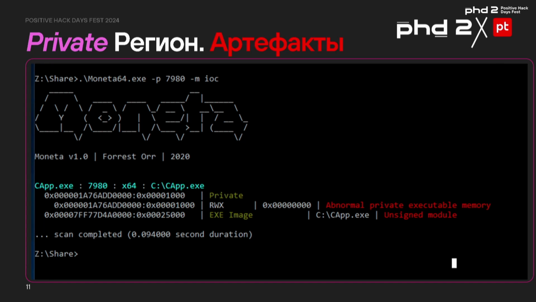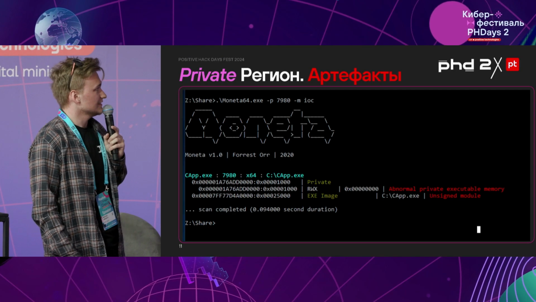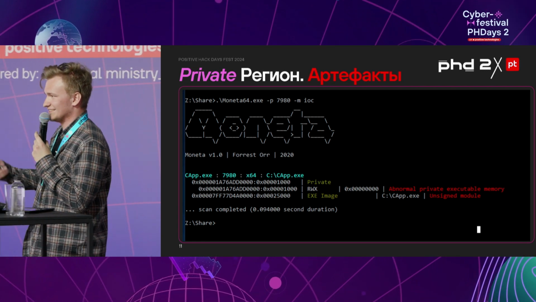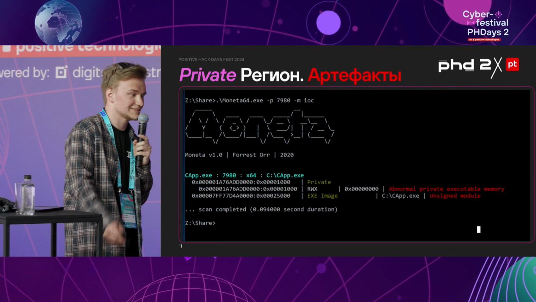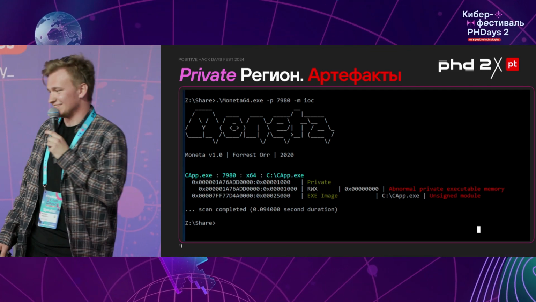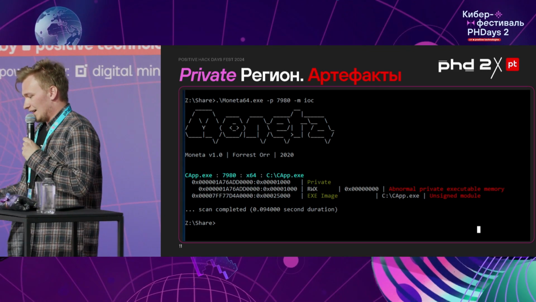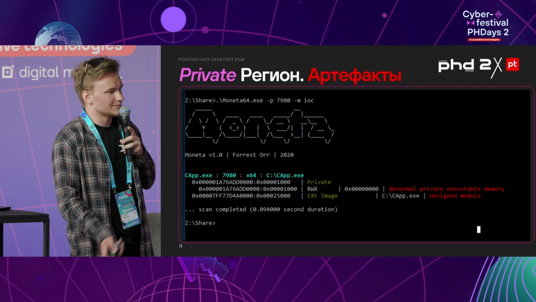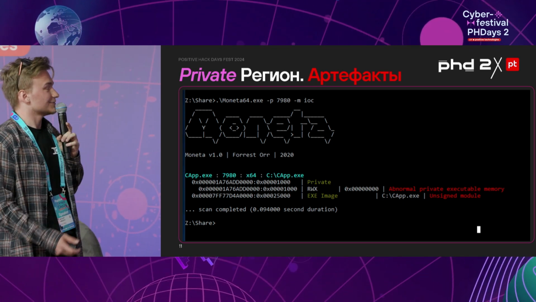Okay, then I take Moneta, which is a leading open source memory scanner, and I attack my running application with it. So this is a simple detect. It means that our exe file doesn't have a digital signature. This is not a big issue. We can steal it from DCS. You can buy it, so this is not an issue. And the next detect, abnormal private executable memory, is a serious thing.